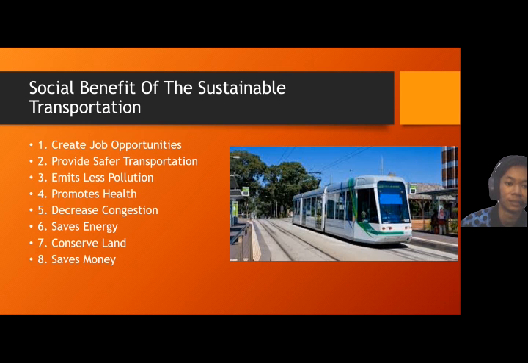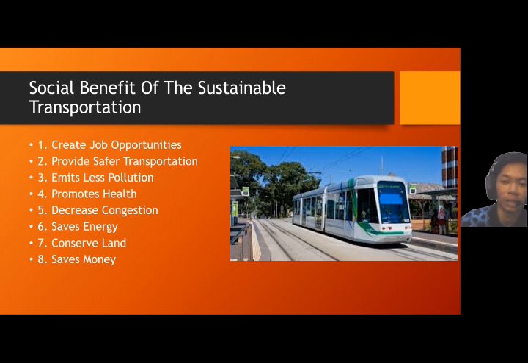So next is conserving land. Sustainable transportation also encourages compact development, which reduces travel time between destinations. While there may be more streets and paved areas in metropolitan areas, there is less in the suburbs and the land surrounding cities. This leaves more room for parks, farmland and other green space.